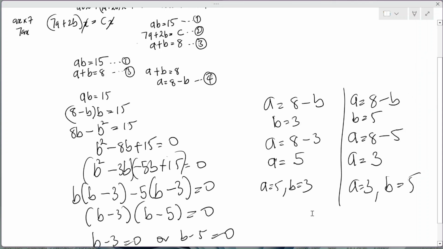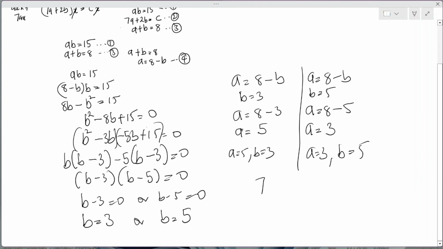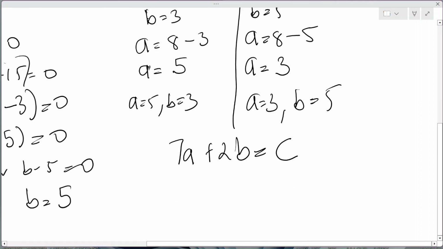Remember, we've been asked to find the two values for c, and we have worked with equation 1 and equation 3, and we still have equation 2 that has c in it. Equation 2 that has c in it is 7a plus 2b equals c. We take these two values first to find c. That's a is 5 and b is 3. When a is 5 and b is 3, what is c?